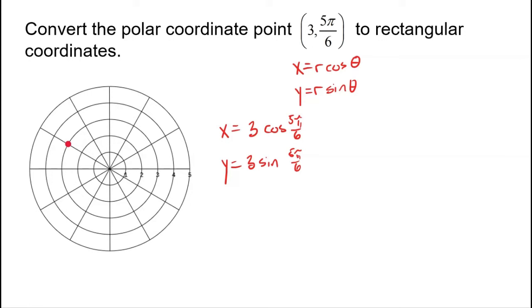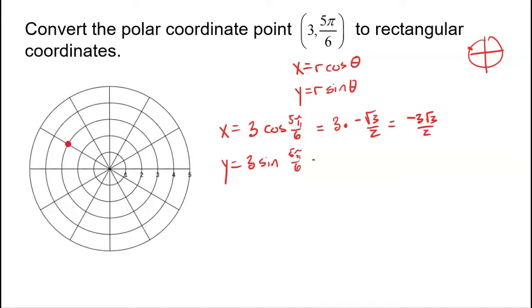Okay, so first thing I've got to do is figure out what is cosine of 5 pi over 6. Hopefully you're pretty good with your unit circle. Some kids like to draw a little picture if they need to find where that is. But the cosine value is negative radical 3 over 2. So we have 3 times negative radical 3 over 2, which gives me a final answer for that x value of negative 3 radical 3 over 2.